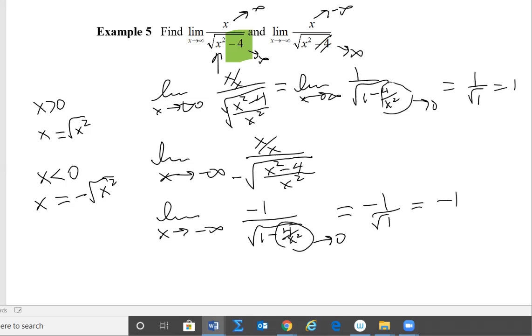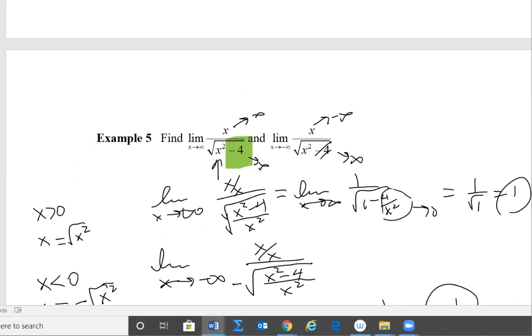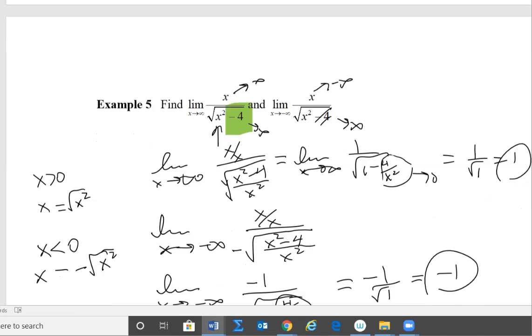and I end up with negative 1 over root 1, which is negative 1. So I have two asymptotes for this function. One of them is at y equals 1, another one is at y equals negative 1. So I have two asymptotes depending on whether you're heading to infinity or negative infinity for the x values. That's an interesting situation that can happen with these radical functions. You've got to be careful with the radicals.